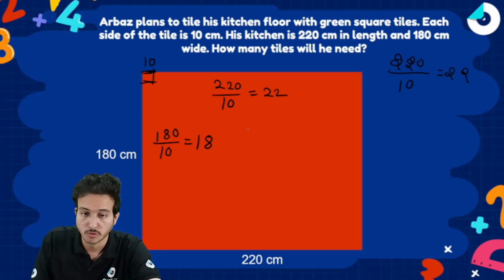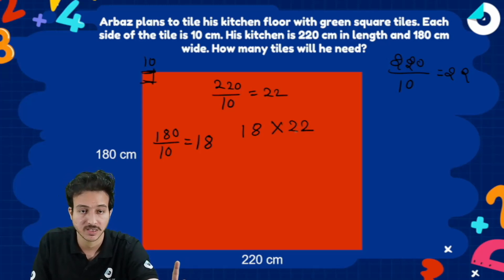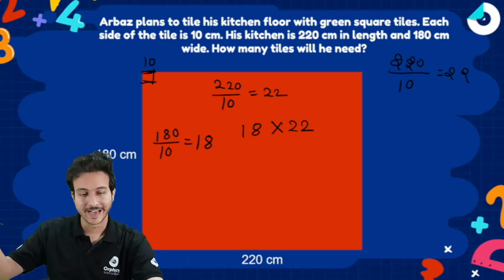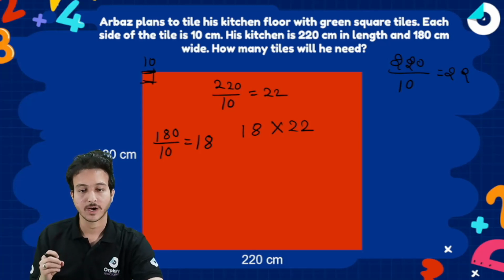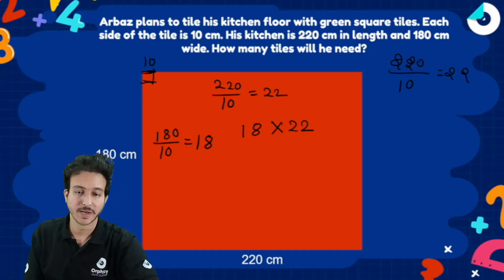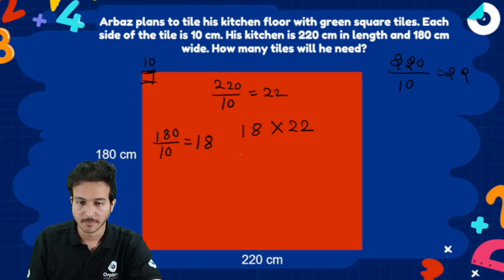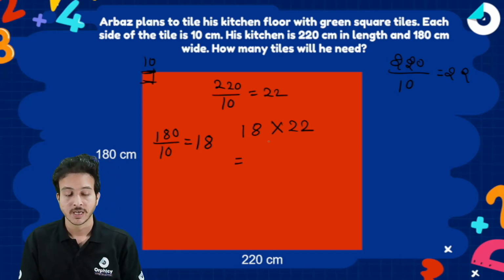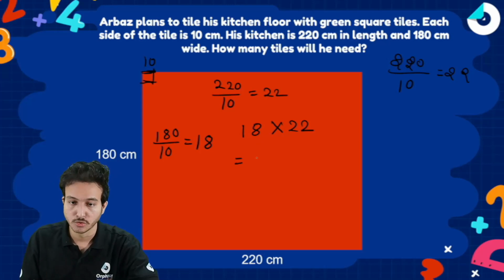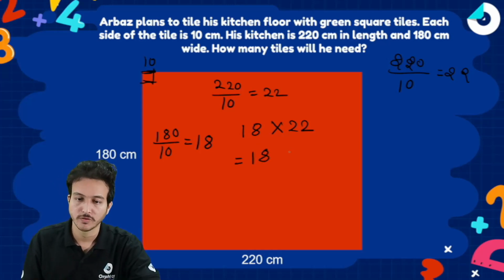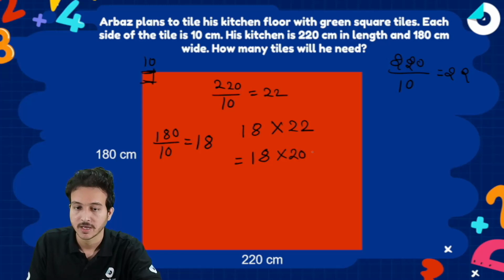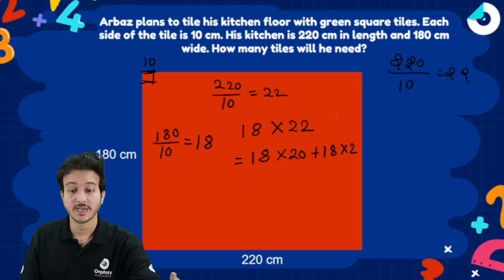So the total number of squares needed, that is the total number of tiles needed to completely cover this area, will come out to be 18 into 22. As we have discussed earlier, if we cover the entire row and entire column, we can find the total squares needed by multiplying the number of tiles needed along the length and along the breadth. That will come out to be 22 into 18. Now there is an interesting thing you can do. To multiply these two, multiply by 20 and then multiply by 2, because 22 can be written as 20 plus 2.